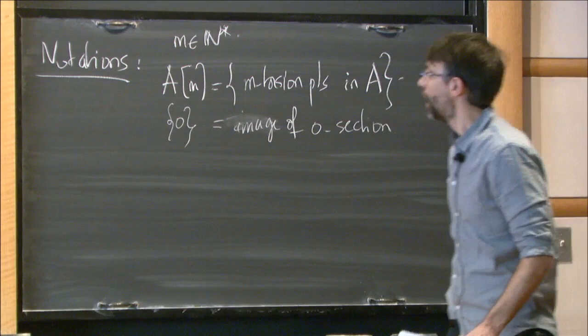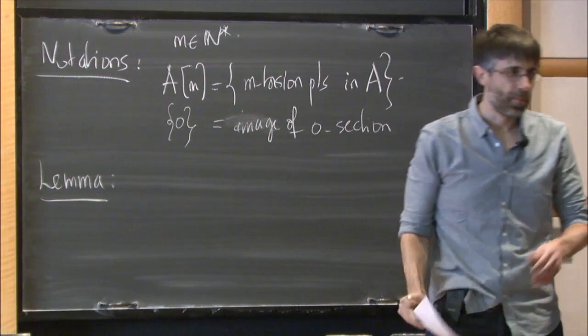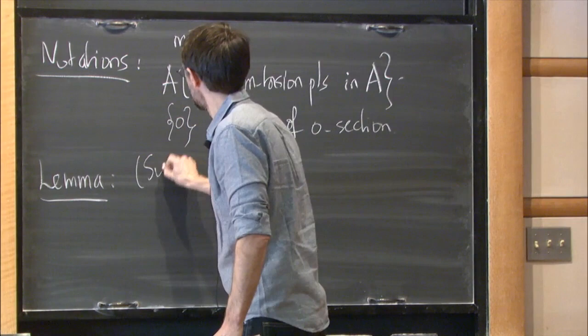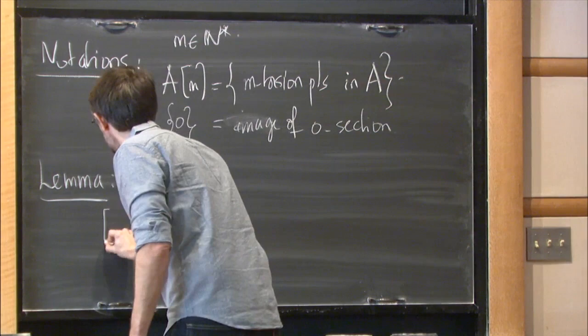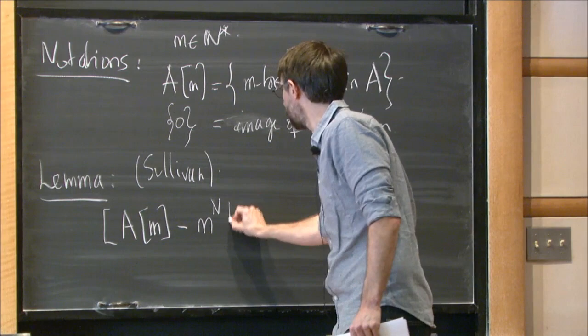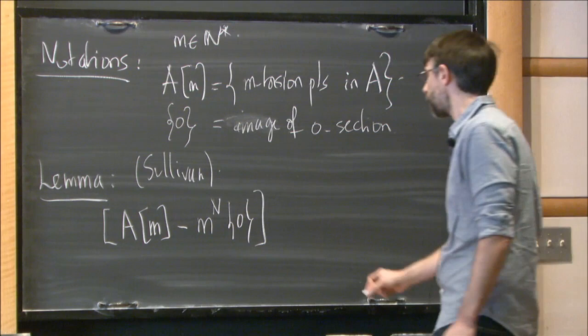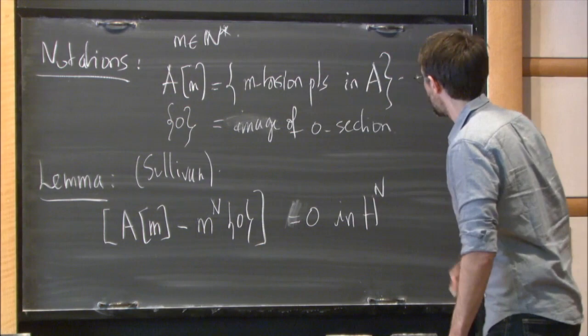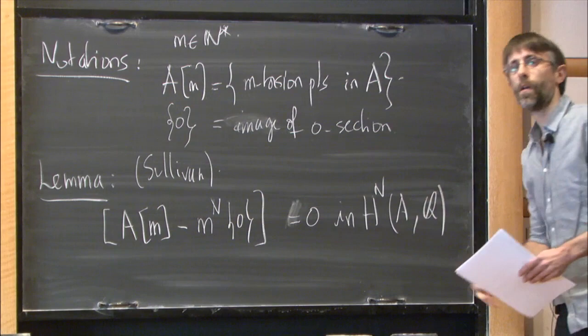Now the observation of Sullivan that will be crucial for the rest of the talk is that with this notation, if you look at the cohomology class corresponding to the set of torsion points minus m to the n times the class of the zero section, then this is zero in the cohomology of the total space, but in the rational cohomology.